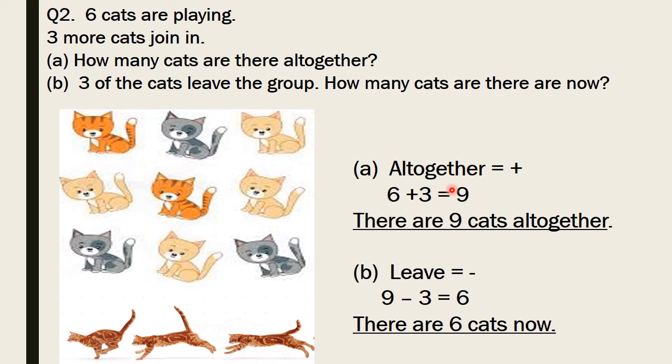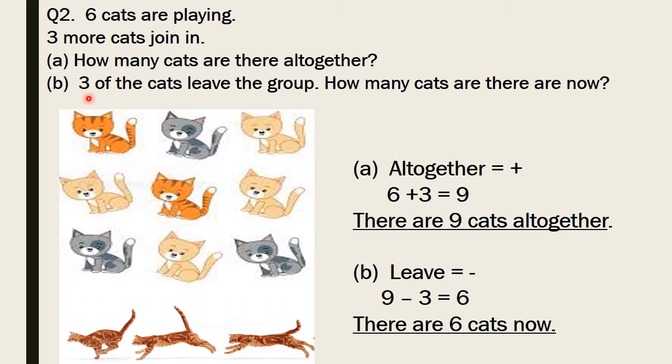You can also use your fingers. What is 6 plus 3? You open 3 fingers and you start counting from 6. 7, 8, 9. What is 6 plus 3? 6 plus 3 equals 9. There are 9 cats altogether.